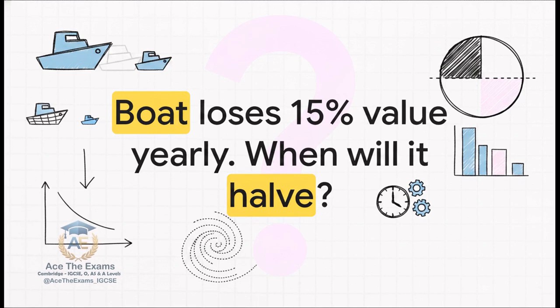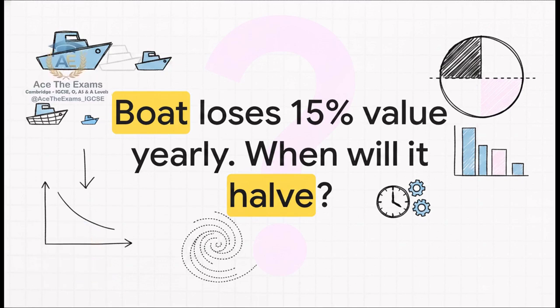He literally says, how on earth can I find the value if I don't know what the boat costs in the first place? But top-tier students? They use multipliers. The actual starting price doesn't matter at all. The mathematical relationship is the only thing that matters. You are looking for a time frame where the compound multiplier drops the initial state below 50%.